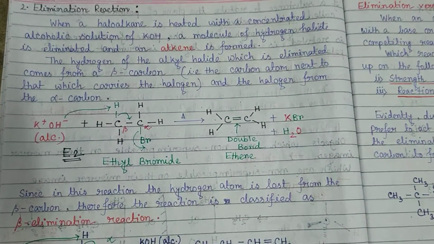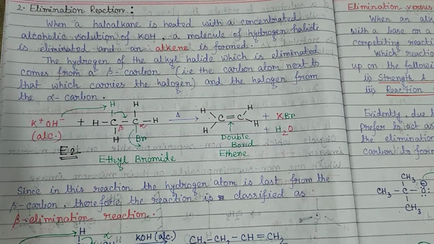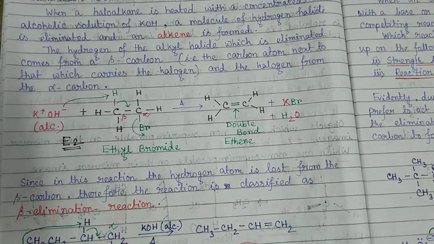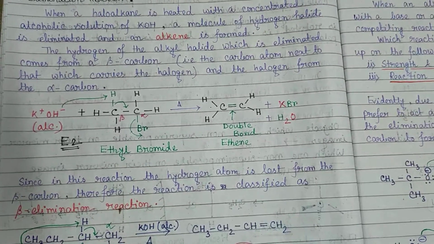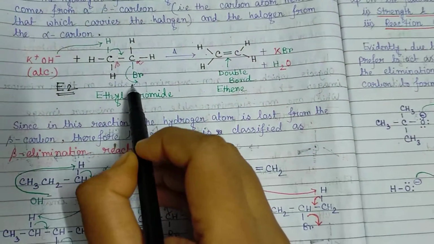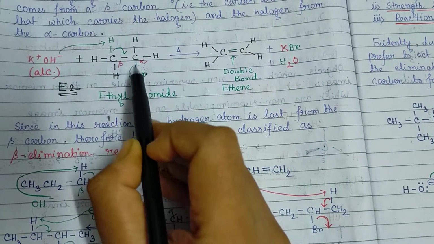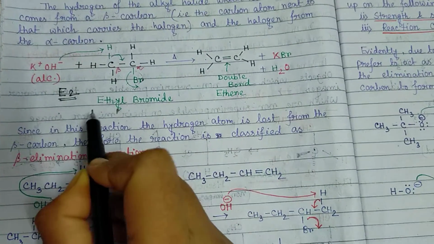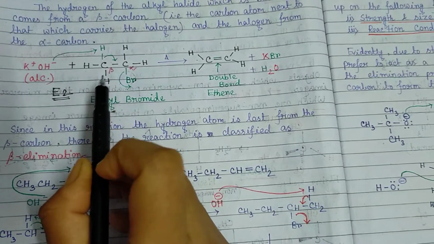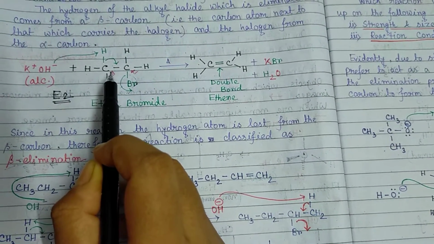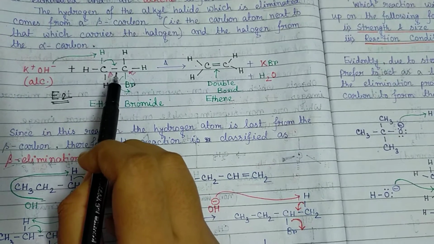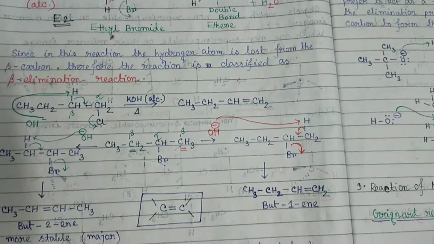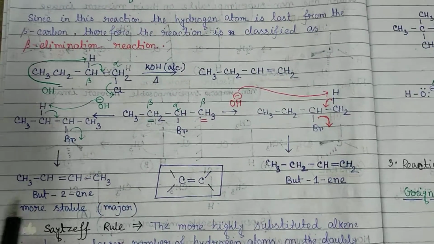There are two other types of elimination also, that is E1 and E1CB, but those are not included in the CBSE syllabus. So this elimination occurs by the elimination of the halogen from the alpha carbon and the elimination of hydrogen from the beta carbon. Since the hydrogen is eliminated from the beta carbon, this elimination reaction is known as beta elimination reaction. Now how do we write down the product of this reaction?